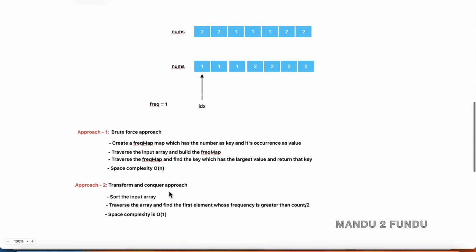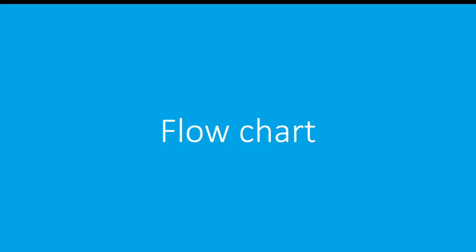The other approach is the transform and conquer approach. In this approach, first we sort the input array so that all the duplicate numbers are grouped together. Then we can traverse that input array once. As we traverse, we try to find the first number whose occurrence exceeds the count divided by 2. So the space complexity in this case is order of 1. Let's look at the flowchart.